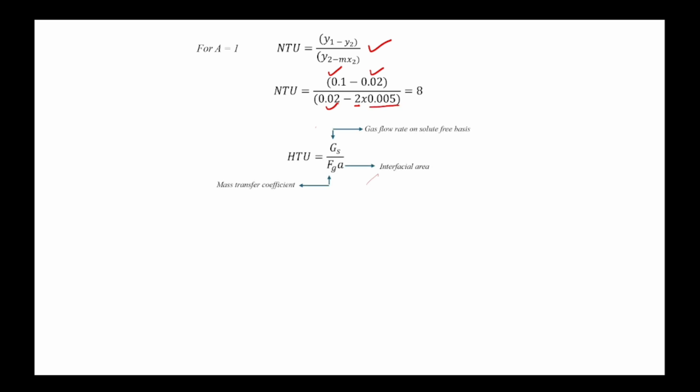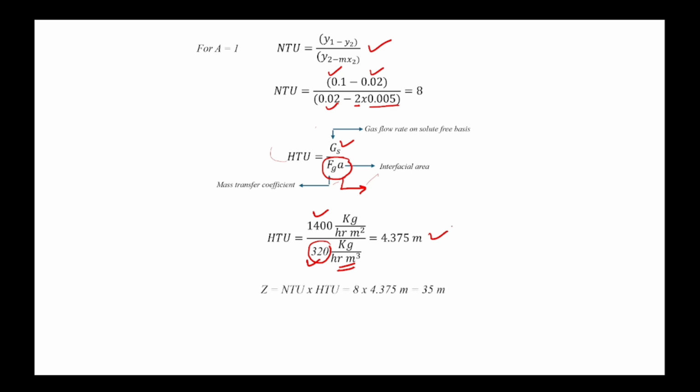Now for HTU, this is the formula: gas flow rate upon mass transfer coefficient into interfacial area. So this is GS, this is 320, and this 320 is the complete value of Fg into A. You will get to know in mass transfer when you go through it. So Fg into A is the complete value and the unit is this. So calculating, we will get this. Putting the values, we get the height as 35 meters.